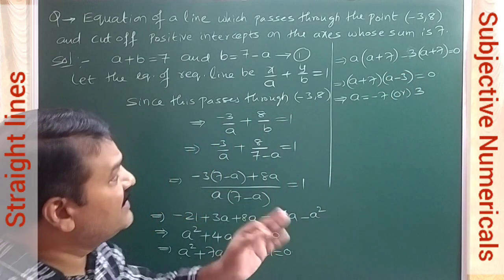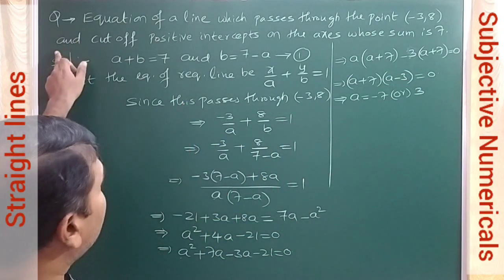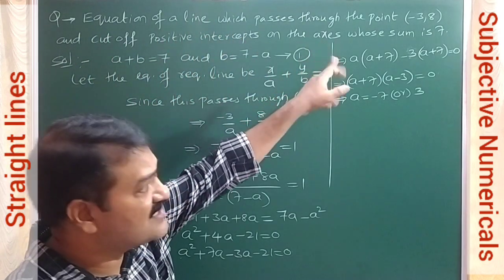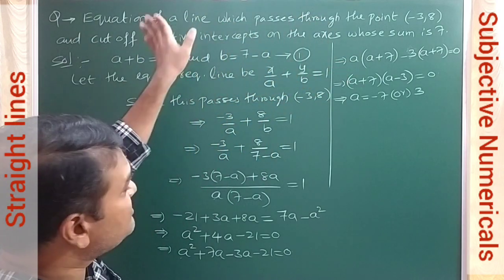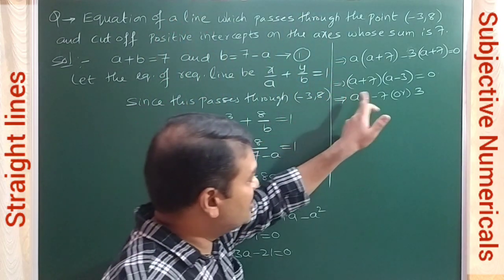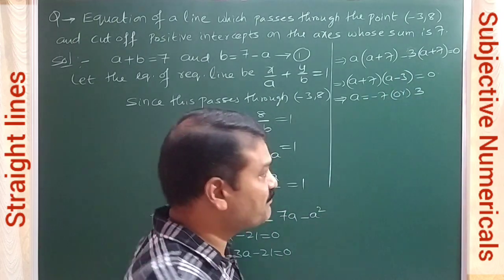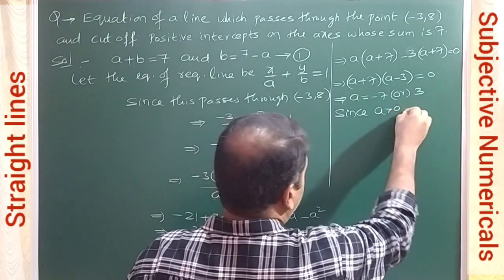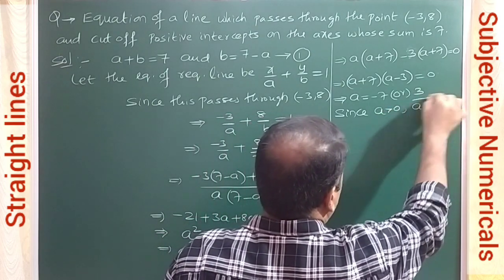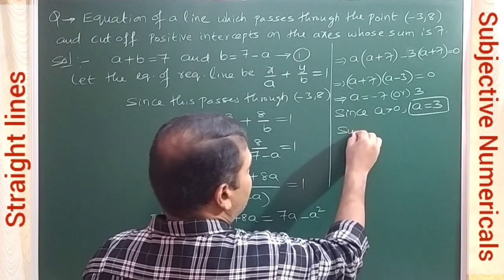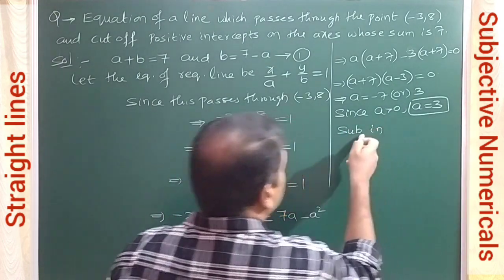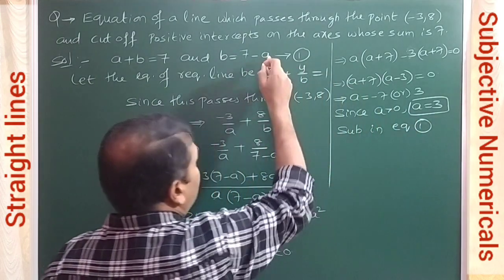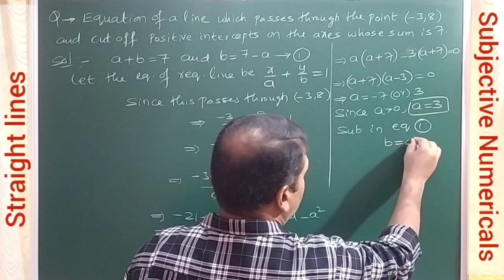And it is clearly given in the question that the line cuts off positive intercepts on the axis. So intercepts must be positive. So a is equal to minus 7 we cannot take. So therefore, since a is positive, we will take a is equal to 3 only. Let us substitute in equation 1. So substituting in equation 1, you will get b is equal to 4.